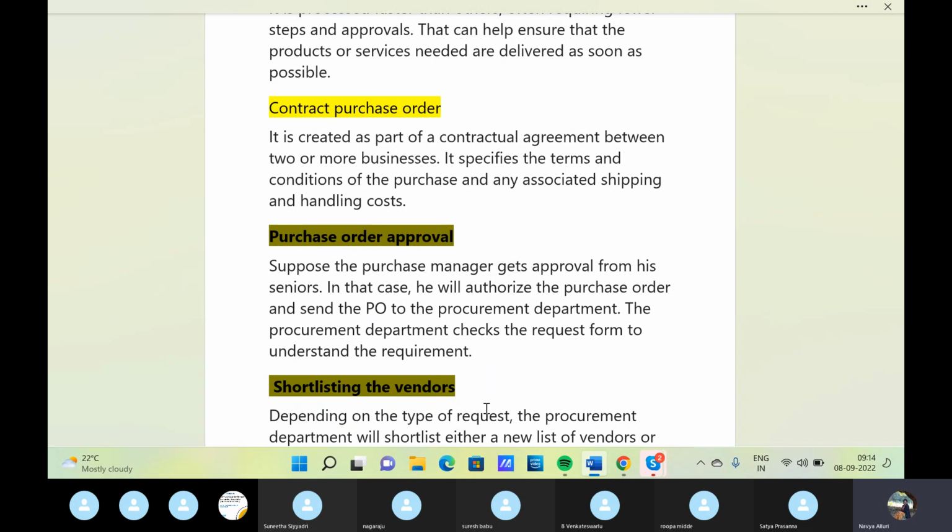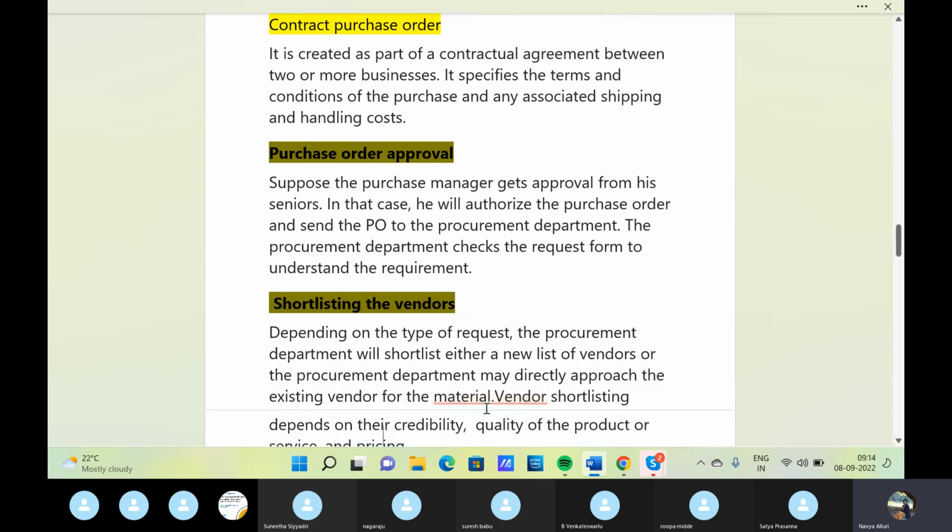In this purchase order approval, before that, the purchase order will be given to the purchase manager. The purchase manager will authorize all those purchase orders and information: which type of material we can buy, the delivery time, payment terms and conditions. He checks all that information and gives it to the procurement department. After that, the procurement department can understand what we need and the requirement.